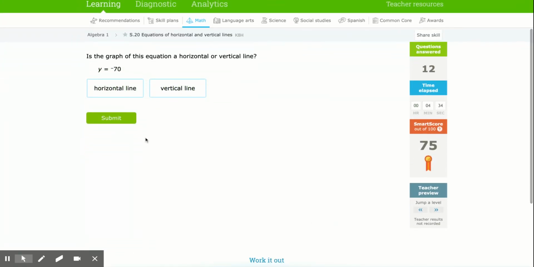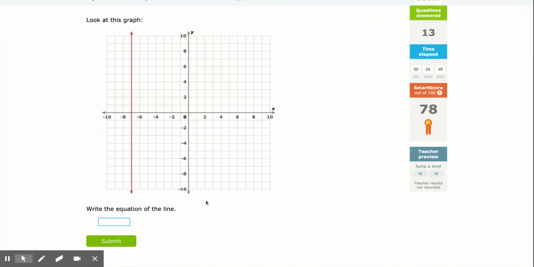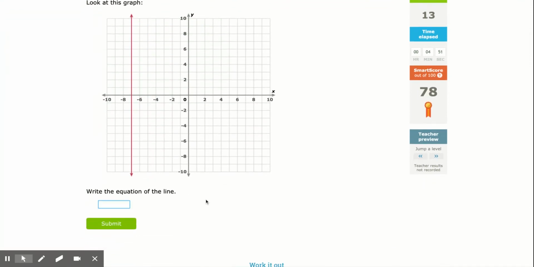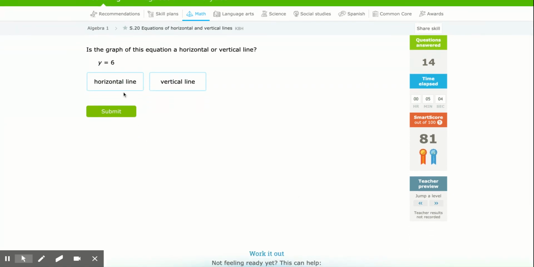So again, just remember, if it's horizontal, you have a y value. Even though horizontal is going left and right, it's the y that does not change, thus it's y equals. That's horizontal. If you have a vertical line, it's the x that does not change. So it's x equals. And then it's just whatever that x value is for every single one of those points, which is -7.